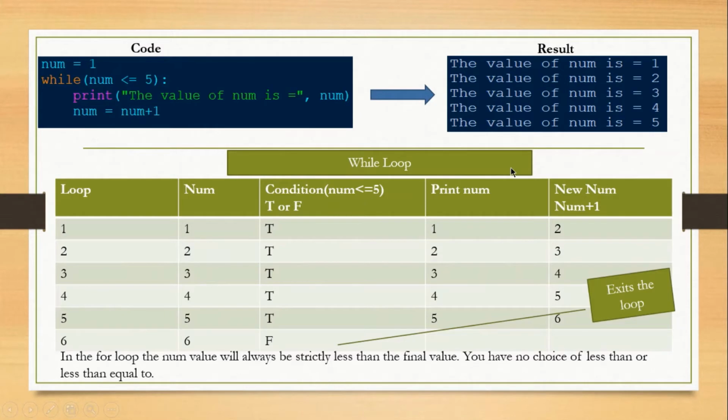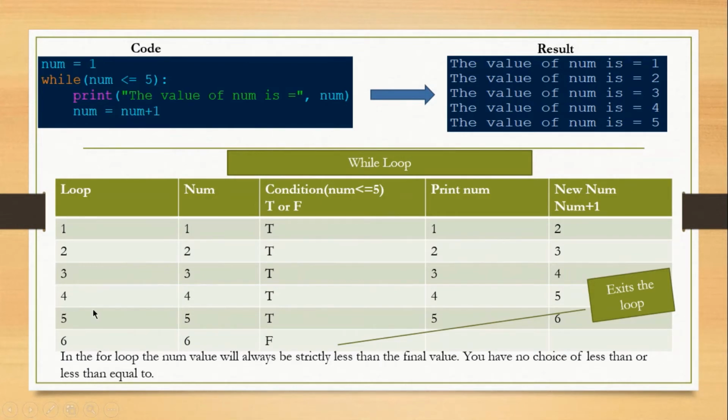So in this code, what happens in the back of the loop? It takes num as 1. It is less than or equal to 5, so print is going to be 1. The new number formed at the end of this loop is going to be 2, because it is num plus 1. Same way in the second loop, num is equal to 2. The condition is satisfied, so true. Then print num is going to be equal to 2, and num plus 1 is equal to 3. The same way it happens.